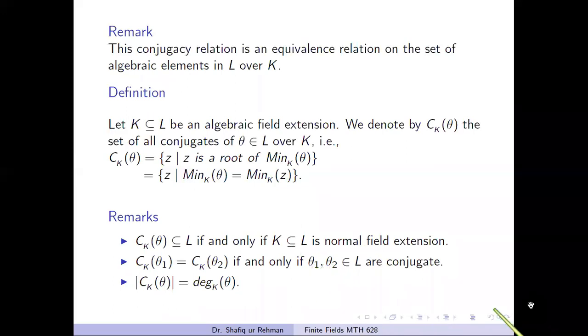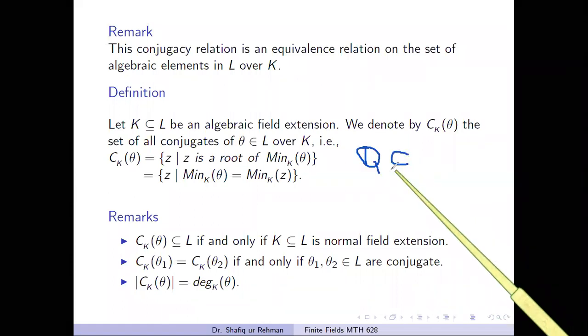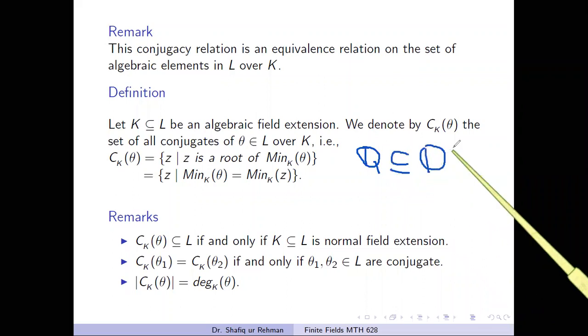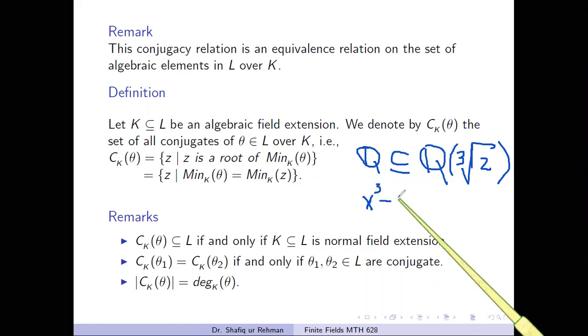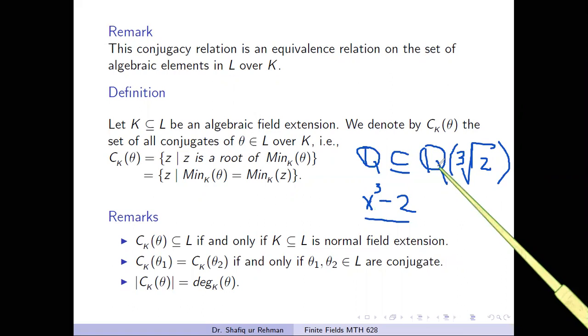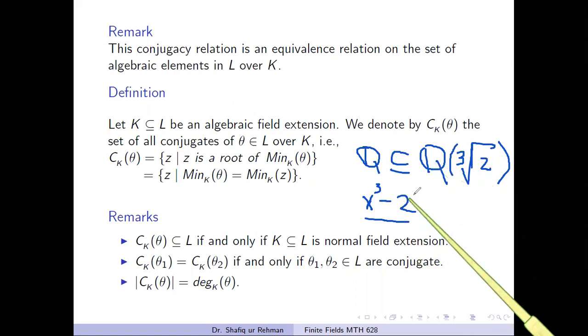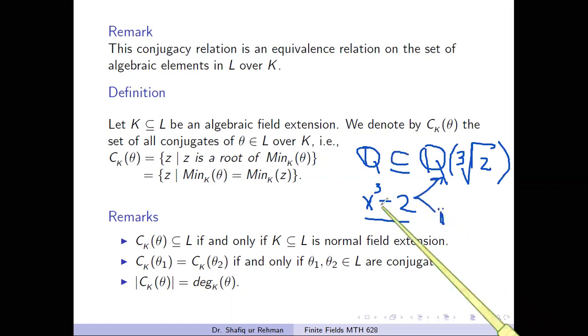For instance, if we take this field extension, let's say Q contained in Q adjoined cube root of 2, then the minimal polynomial of this algebraic element is x cube minus 2. But the conjugates of the roots of this polynomial do not lie in this field. Only one root belongs to this field. The remaining two roots are complex. So this field extension is not normal.